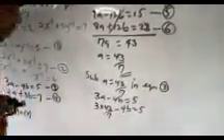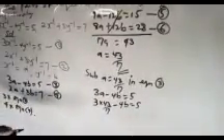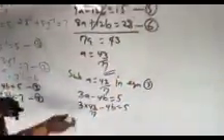3 times 43 should be 129. If you are not too sure, you can do it this way. 3 times 43: 3 times 3 is 9, 3 times 4 is 12. That is 129. So we are having 129 over 17 minus 4b equals 5.